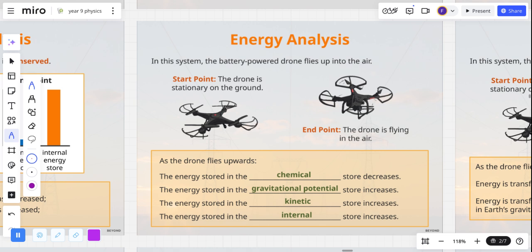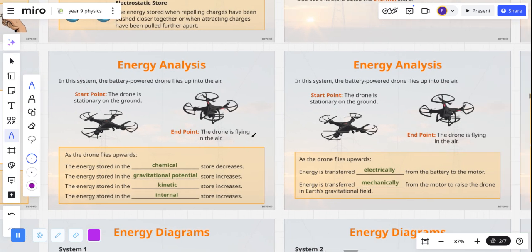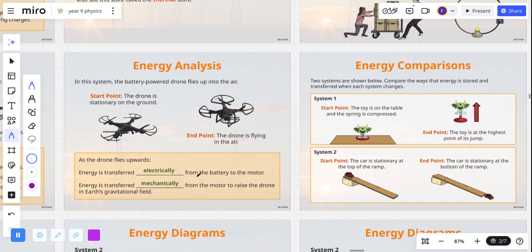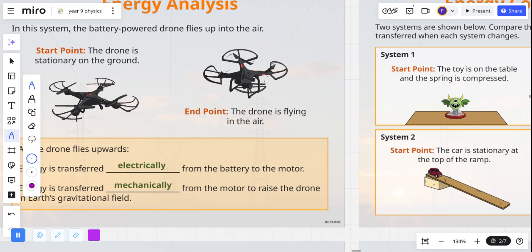Well, two things are happening. Actually, three things if you think about it. One, you're changing the battery's chemical energy into gravitational potential energy, it's going upwards, into kinetic energy, it's moving, and its internal or thermal store increases because it gets hotter. Now, the energy from the battery to the motor follows the electrical transfer pathway. From the motor to movement to kinetic energy, that's mechanical.